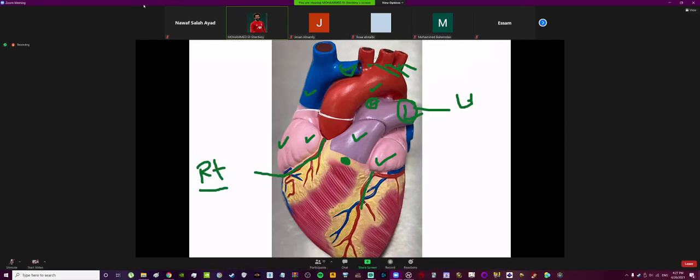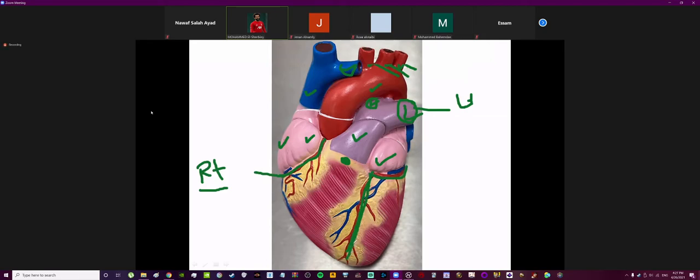We have two arteries here, one like that and one that will circumflex like that. This is the anterior interventricular from the left coronary, and this is the circumflex coronary from the left coronary also. This is the right ventricle, left ventricle. This is the apex of the heart.